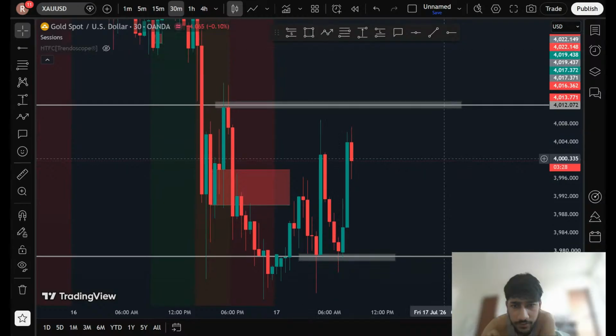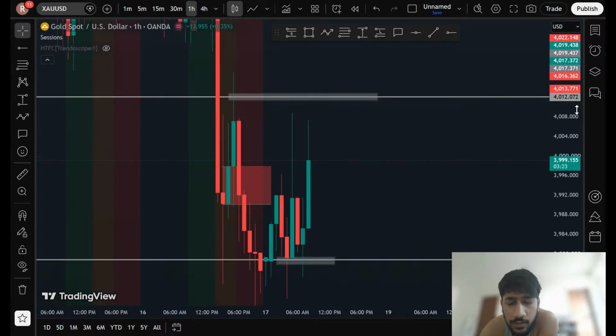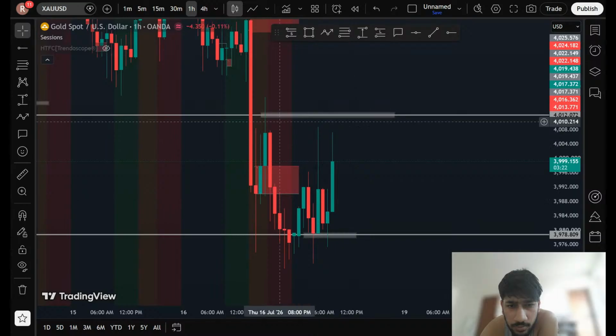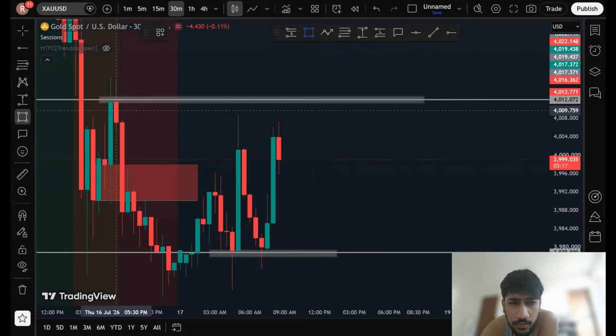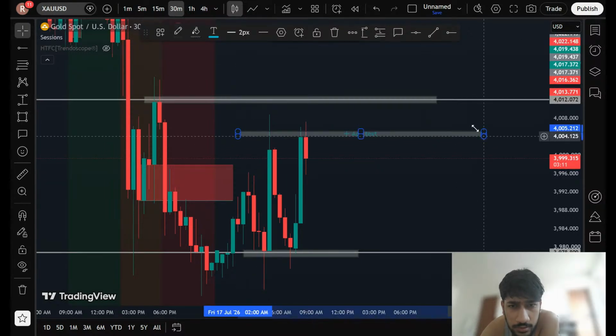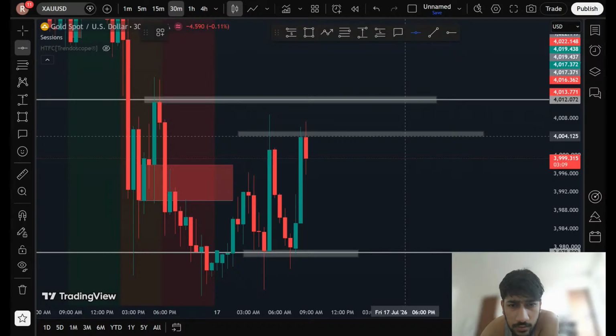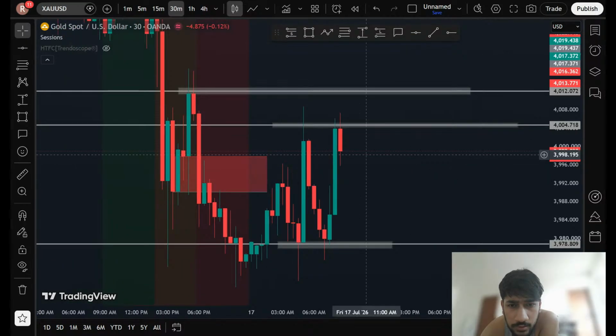We gotta readjust the zones. One hour close above, we have rejection. 30 minute, we have resistance right over here. This candle actually formed resistance as well, right? This candle formed resistance. We have a clean range.